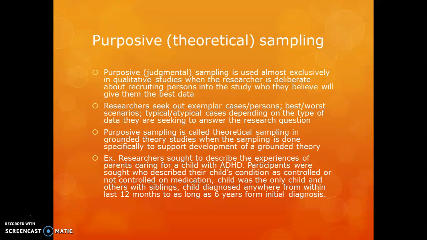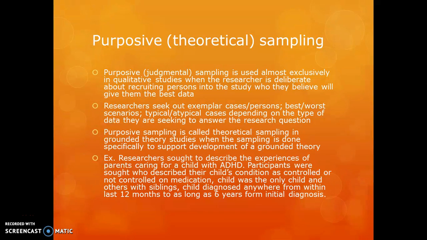Purposive sampling is called theoretical sampling. This is the difference. Your book goes into a lot of detail, but really, basically, it's called theoretical sampling if it's used in a grounded theory study, where the purpose is that you're trying to find data to support developing your grounded theory. And an example is, researchers sought to describe the experiences of parents caring for a child with ADHD. So they would go out of their way to find parents who had a child who was either controlled or not controlled. They want to show both sides.